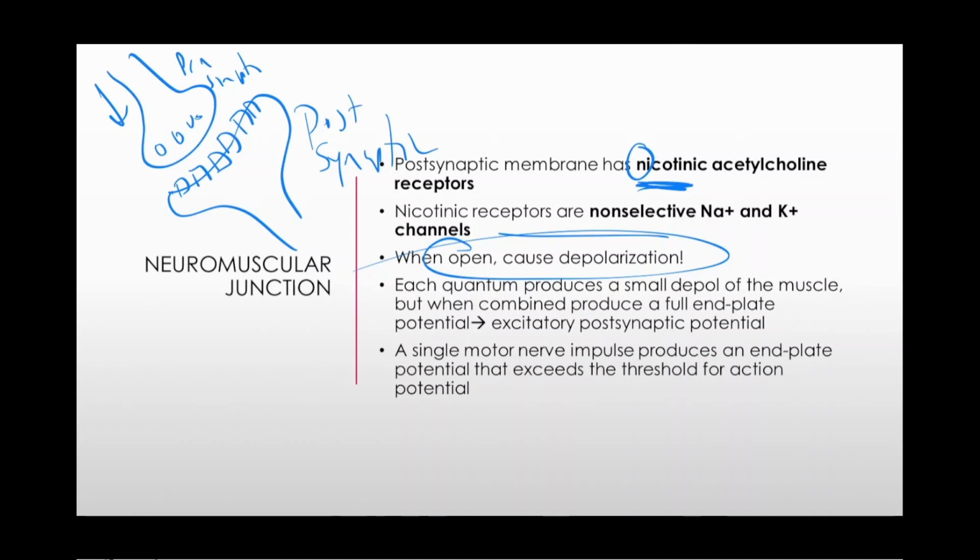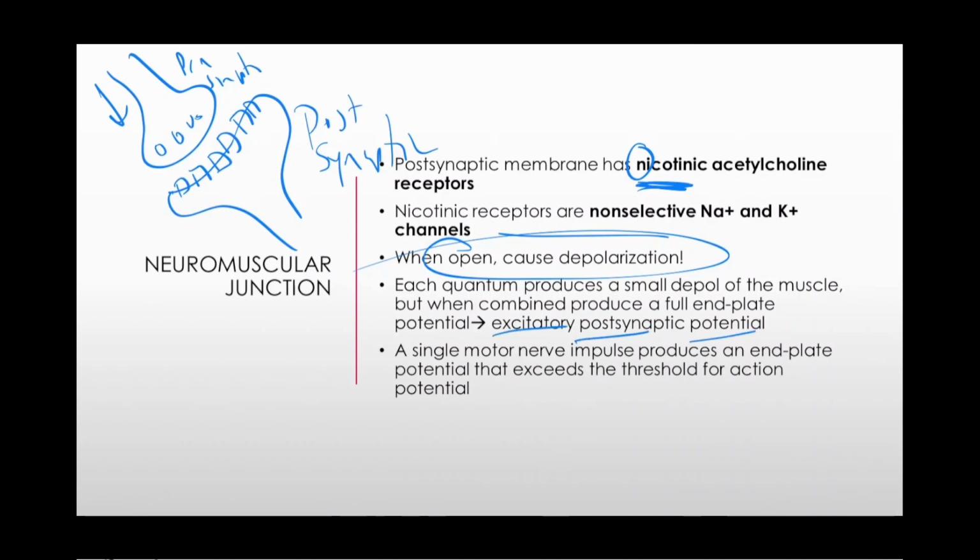Each quantum produces a small depolarization, but when you add all these little vesicles, the quanta of acetylcholine, together it's enough to reach threshold and get above the stimulus level to cause a reaction to occur. So that's why it's called an excitatory postsynaptic potential.